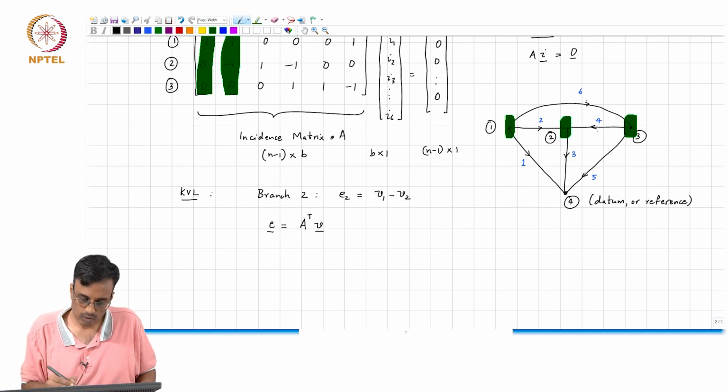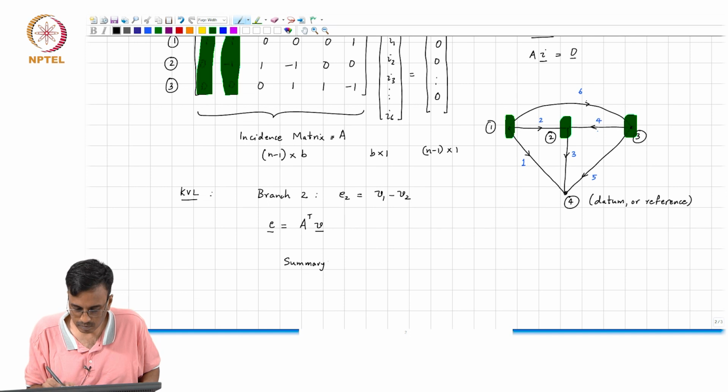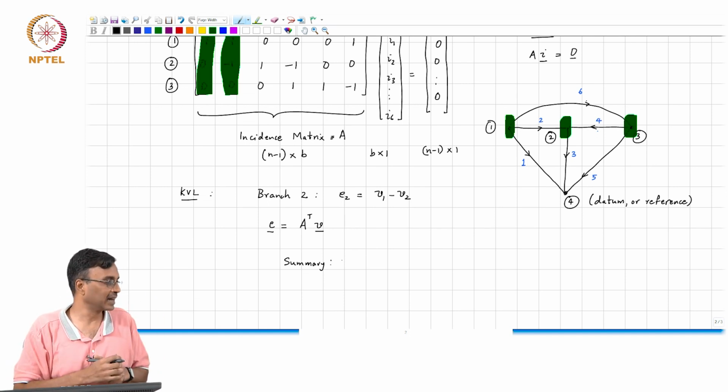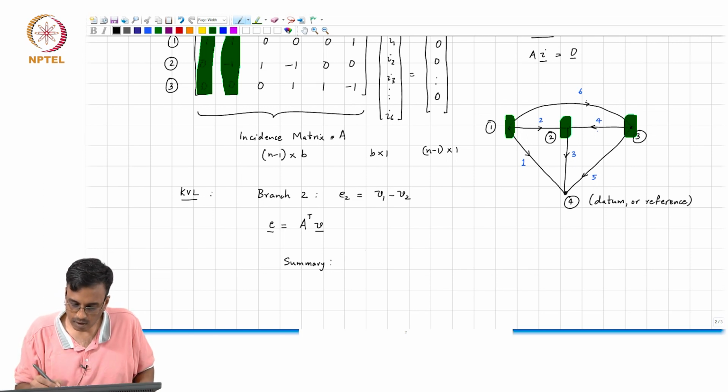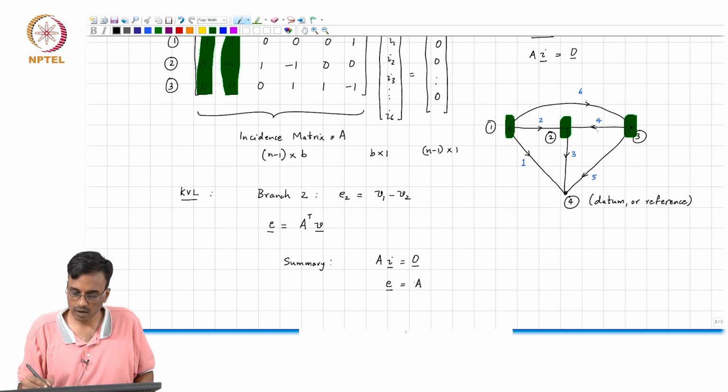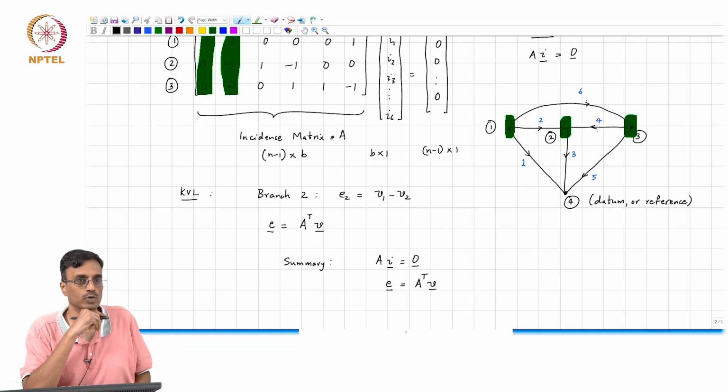Okay. So to summarize, once the topology or the graph of the network is known, KCL is simply written as A times I equal to 0, and E, which is the branch voltage vector, is simply written as A transpose times the node voltage vector. Is that clear? Yes.